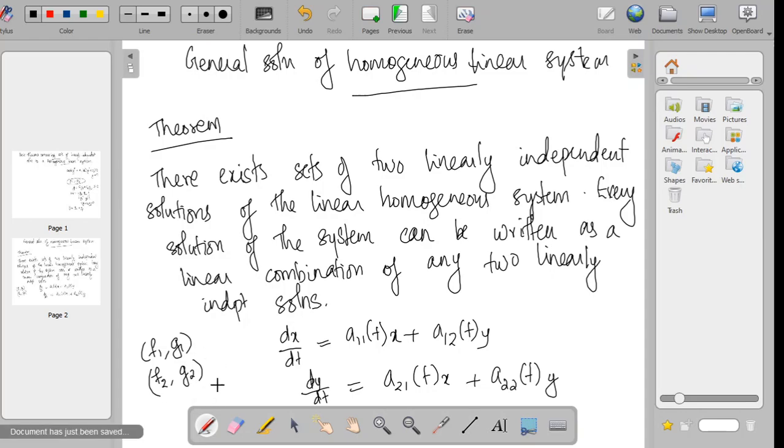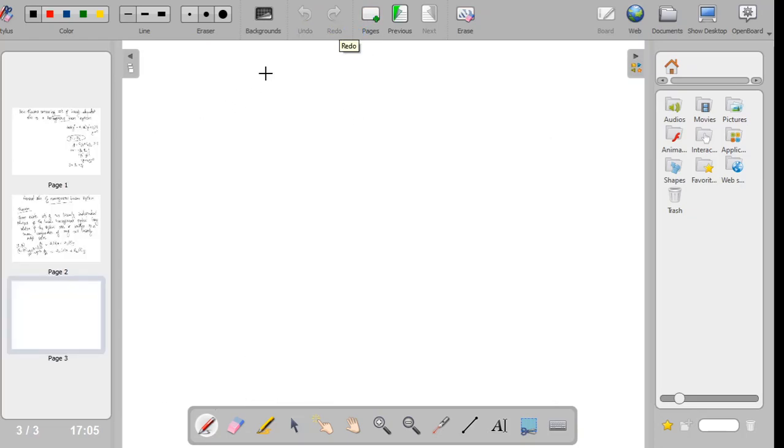So every solution is going to be of the form x(t) equal to c1 f1 plus c2 f2, and similarly y(t) equal to c1 g1 plus c2 g2. That will be the form of the solution. With this we now define the general solution of a linear homogeneous system. So we will give the definition of general solution.